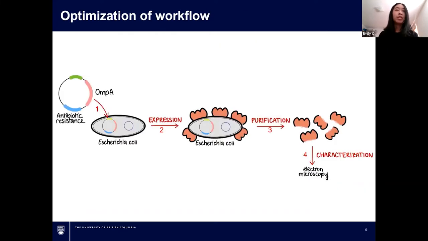The workflow for my project is shown here. First, the UMP-A gene was cloned into a mutant strain of E. coli. Second, after growing enough E. coli containing this gene, the expression of UMP-A was induced. Thirdly, UMP-A was purified so that we could specifically look at UMP-A during characterization. Steps 2 and 3 of this workflow were optimized to produce enough proteins for characterization. Next slide, please.